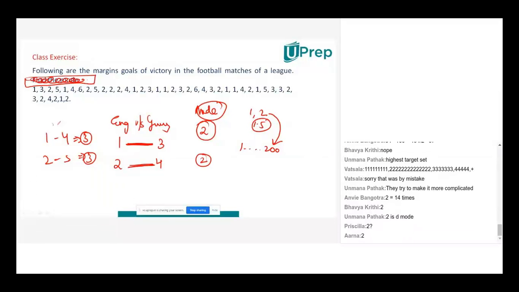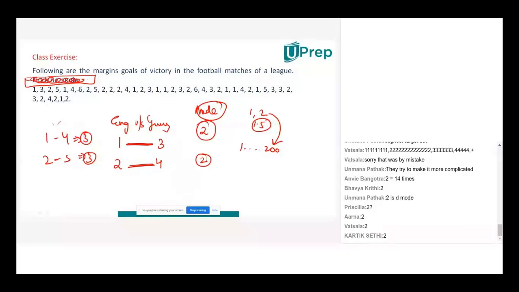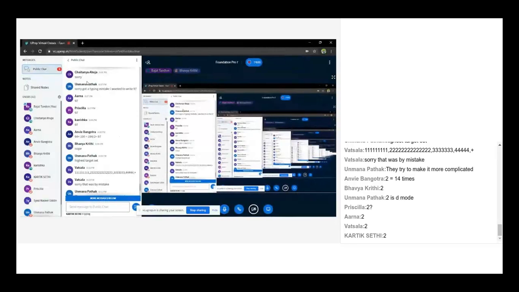There are certain words he will use. He'll either use frequent or something like that. So it's better to understand the language. What is the answer, guys? Which is the margin repeating the most times? It's very important. Anyone with any notes? 2 is the right answer.